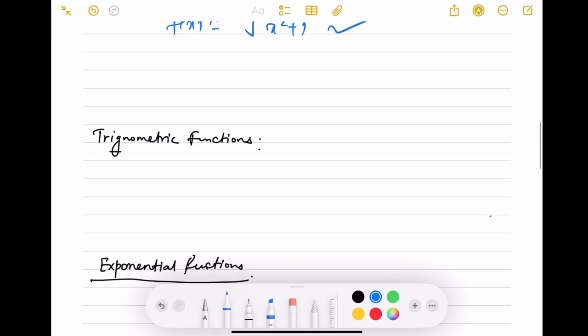Now coming to the next type of function, the trigonometric function. We know basically the trigonometric functions: sin x, cos x, tan x, sec x, cosec x, and cot x. These are the trigonometric functions.